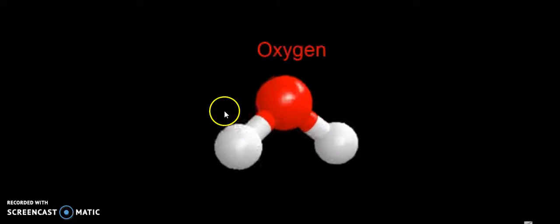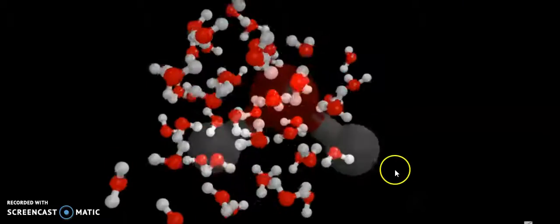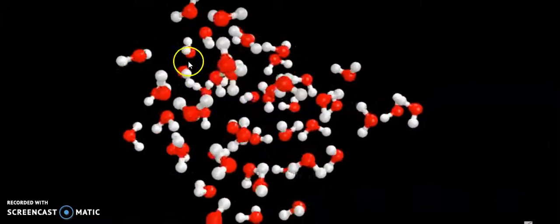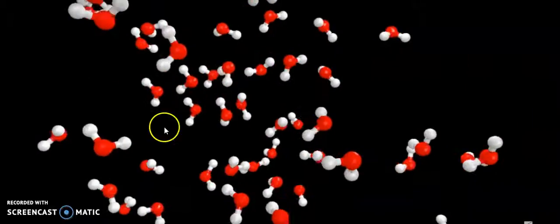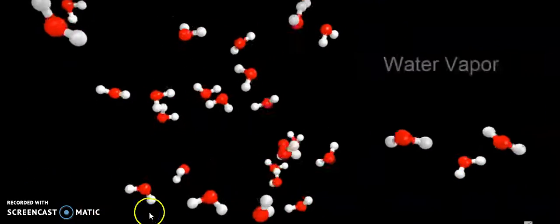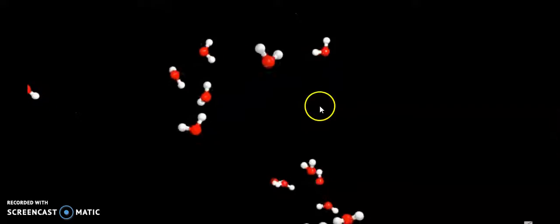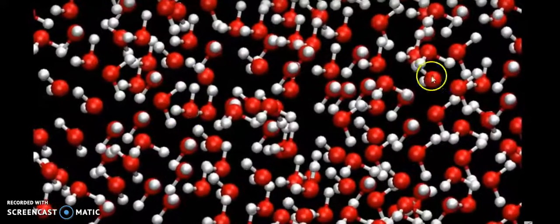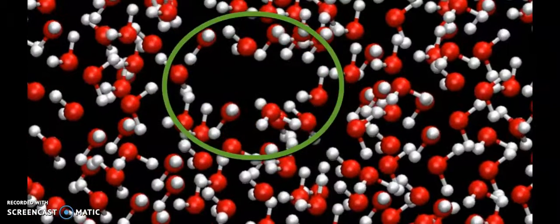This represents the molecule of water, one oxygen and two atoms of hydrogen. And when we add heat to the water, the particles move faster and faster and faster, and right now it's water vapor. And as you see right now, this is an example of a solid state of water, like ice.